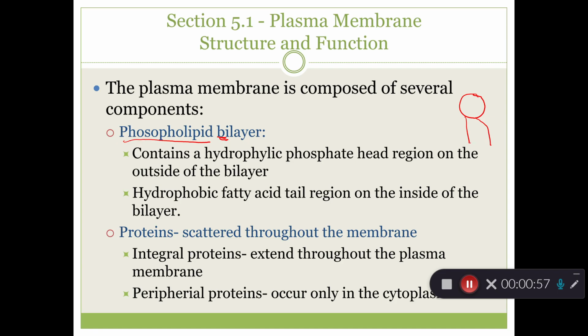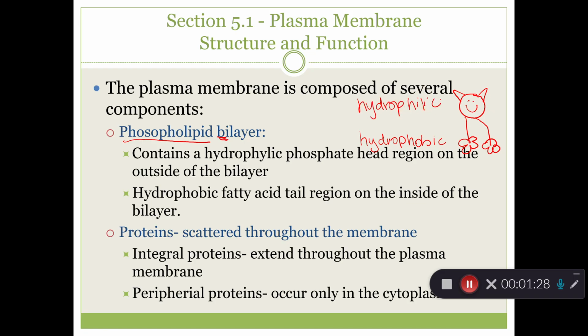Okay, and so remember that the tails are hydrophobic. I always think about cat feet. Cats don't like water. And the head is hydrophilic, and I think about it like a cat: cats would drink water with their mouth. They're hydrophilic.